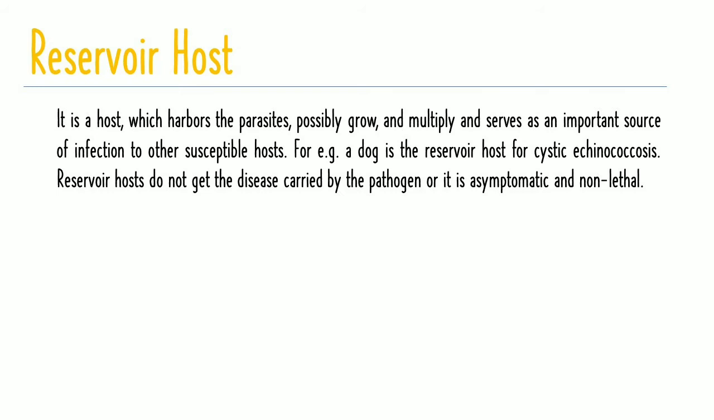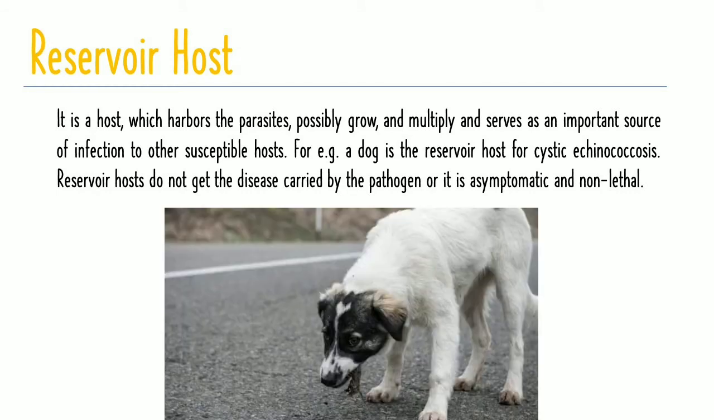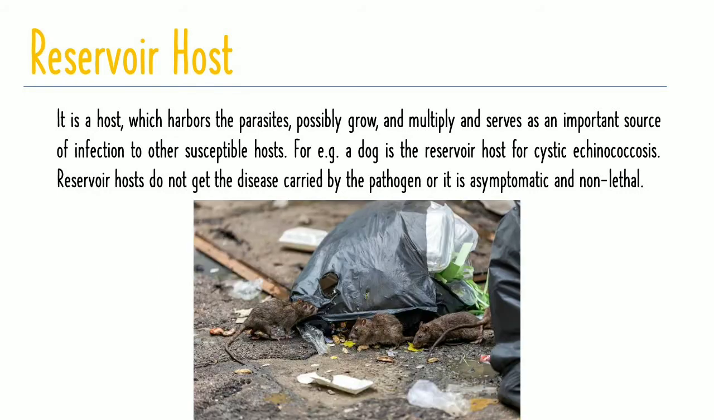Reservoir host. It is a host which harbors the parasites, possibly grows and multiplies, and serves as an important source of infection to other susceptible hosts. For example, a dog is the reservoir host for cystic echinococcus. Reservoir hosts do not get the disease carried by the pathogen or it is asymptomatic and non-lethal, meaning it is an organism host that harbors a pathogen but suffers no ill effects because it is asymptomatic. It is also known as temporary host, and reservoir hosts are not essential for the parasite to complete its life cycle. A dog as a reservoir host for the parasite cystic echinococcus gets the infection from eating rodents and birds that fed on oocysts from the ground.